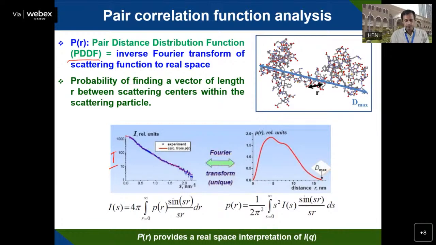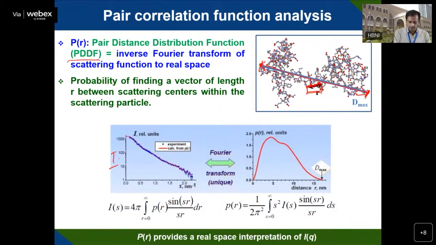That P(R) is nothing but the probability of finding a vector of length R. If this is a total molecule, a big protein molecule I have shown here, and this is the repeating distance R, that is a vector, this R distance. I want to find out the repeating unit of that vector length R in this whole structure. So the probability of finding a vector of length R between the scattering centers, this is the maximum scattering center. From that, the probability of finding this vector R is decided by the pair distance distribution function.